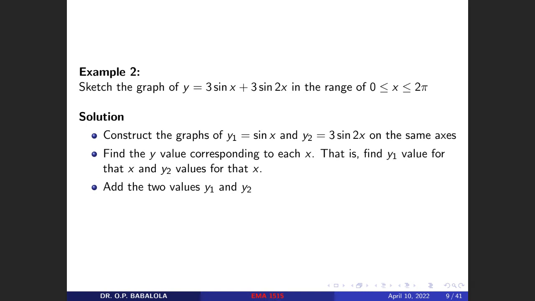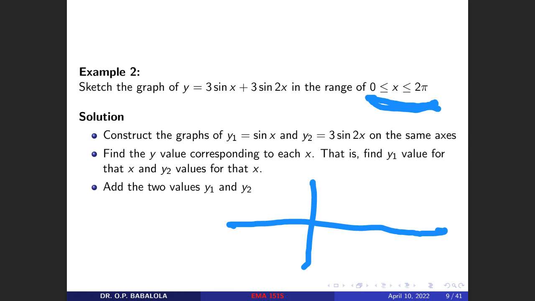And look at this example 2. It says sketch the graph of y equal to 3 sine x plus 3 sine 2x, and note the range has been given. You see? You have been given this range. So basically your graph will be from 0 to 2 pi. So wherever you're sketching falls within this range.